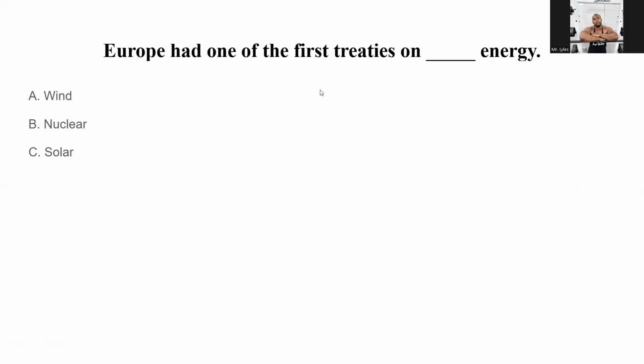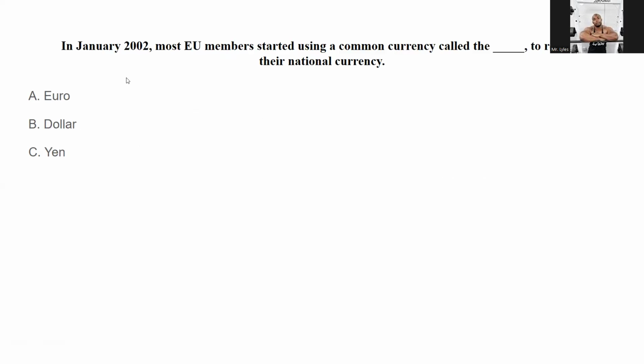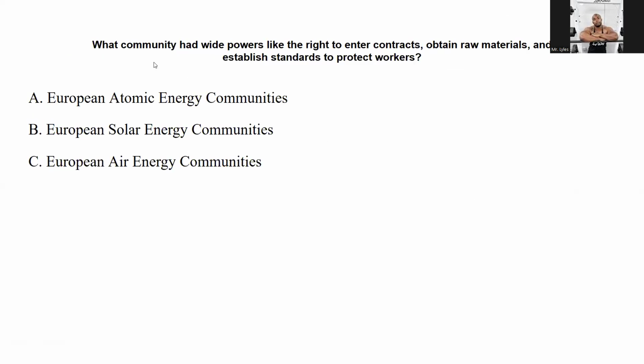Europe had one of the first treaties on what? And that was nuclear energy. In January 2002, most EU members started using a common currency called the blank to replace their national currency. That was the euro. What community had side powers like the right to enter contracts, obtain raw materials, and establish standards to protect workers? The European Atomic Energy Community.